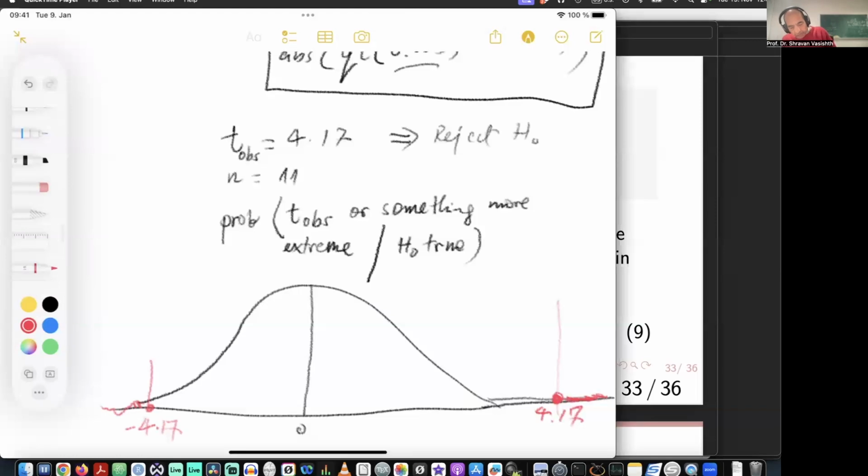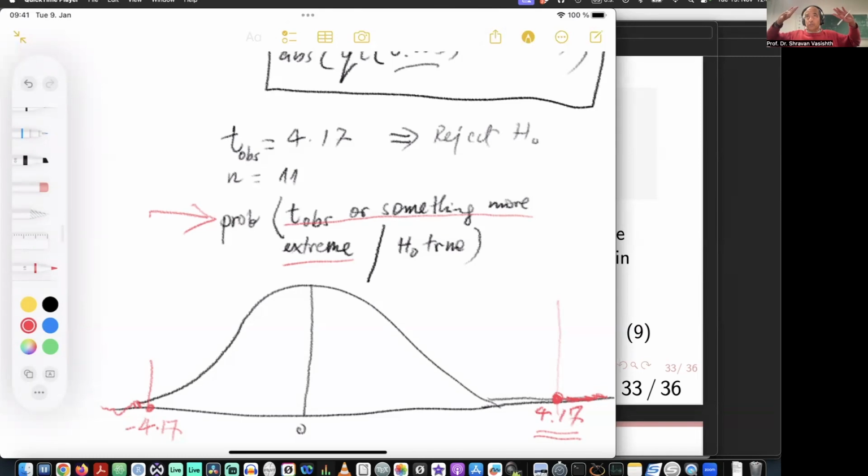So really the question we are asking when we are computing this probability is, what's the probability of observing the t value that we observed or something more extreme in either direction, right? Notice that we only observed a t value of 4.17, but we asked the question about both directions. What is the probability of observing something as extreme as 4.17 in either direction?